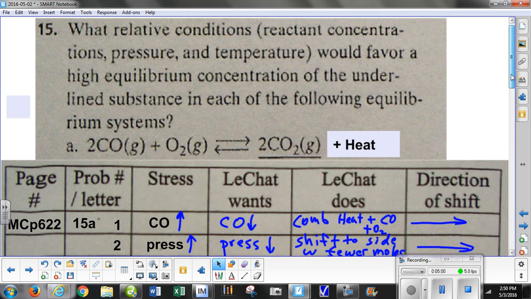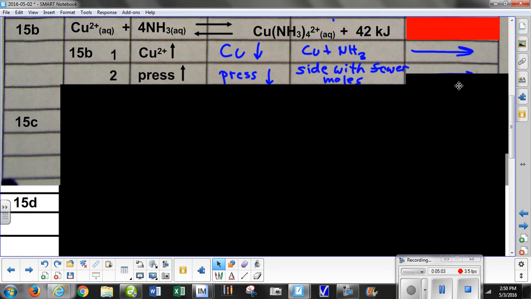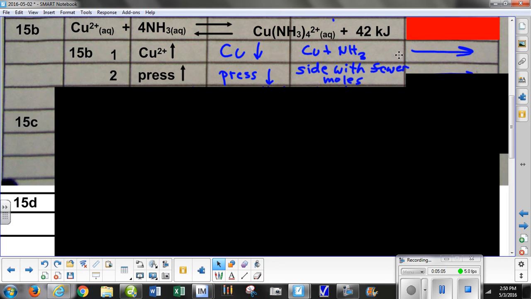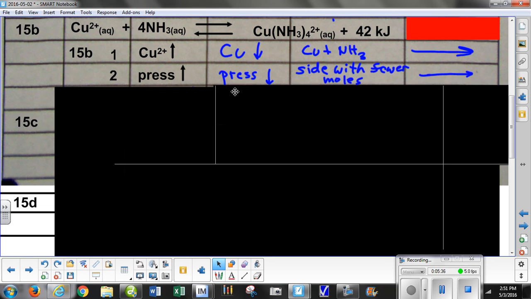So we're going down here again now, and we're going to see that by going to the side with fewer moles, we have 1 mole for the copper ammonia complex, and then we have 4 plus 1, which is 5 moles of copper plus the ammonia. And so 5 moles becomes 1 by moving to the right. So that's a pretty strong shift, and it produces heat. But heat's not part of this process right now. So there's our right shift for that one.